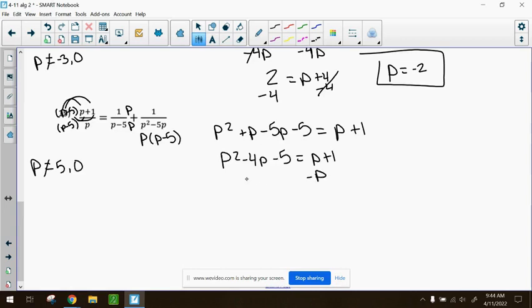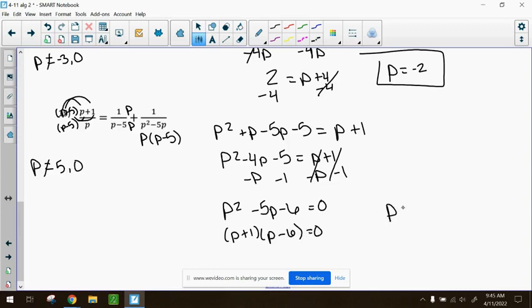So I'm going to subtract p on both sides. Also subtract 1. We have to make sure it's equal to 0 before we can solve. So then we're left with p squared minus 5p minus 6 equals 0. So I'm looking for two numbers that multiply to be negative 6, add to be negative 5, should be p plus 1 and p minus 6. So positive 1, negative 6. When I solve, I flip the sign. P is equal to negative 1, positive 6. Because neither of these match my restrictions, both of them will count.